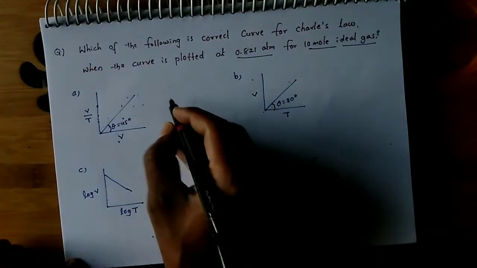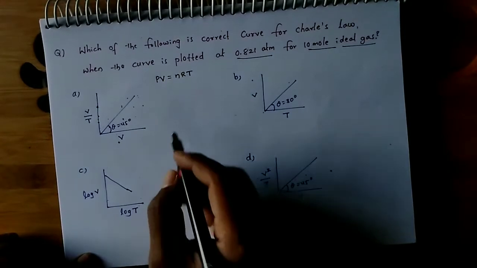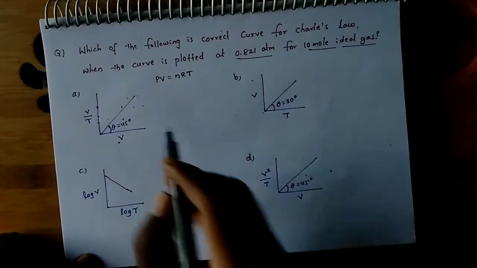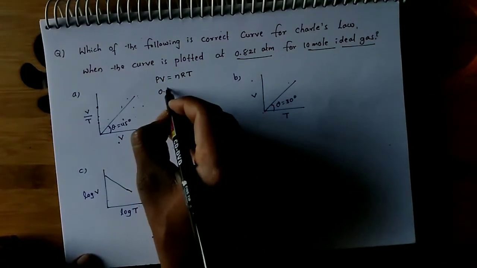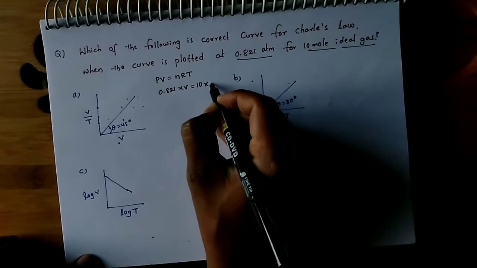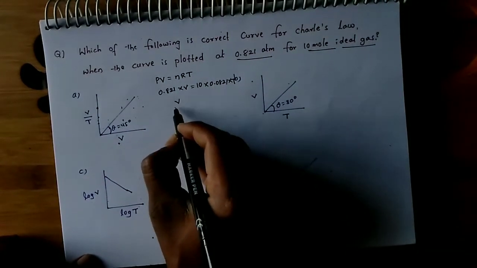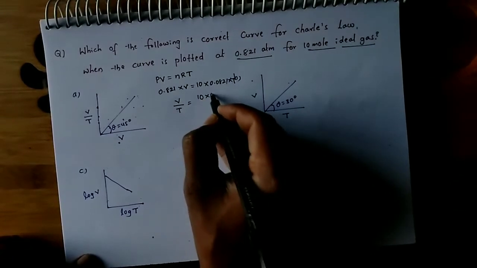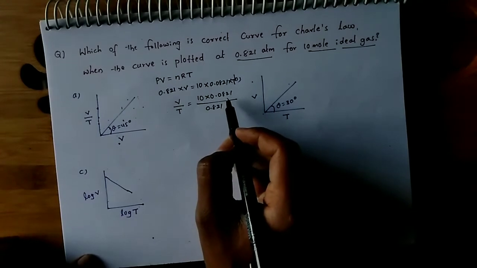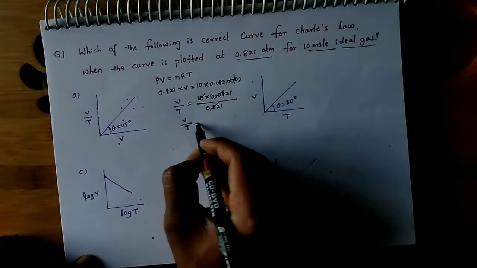First of all, we must see the ideal gas equation, PV equal to nRT. Here the pressure they gave is 0.821 and the number of moles is 10 moles. So I am substituting here: 0.821 into V is equal to number of moles 10, and R value I am taking 0.0821 in liter atmosphere per Kelvin per mole, into temperature. So V by T is equal to 10 into 0.0821 by 0.821. Finally, if you cancel all this, then V by T equal to 1.